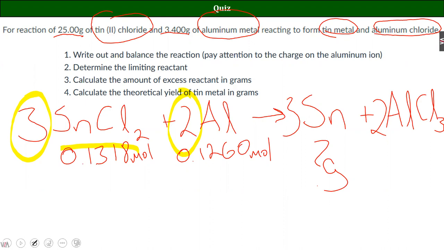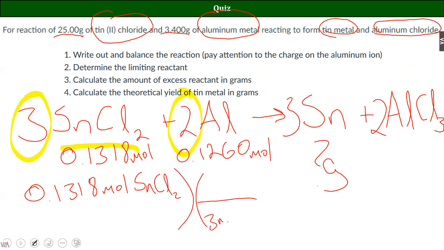I actually learned a new way of showing that from grading y'all's work that we'll talk about in a second because it's a good tool to have. And I want to talk about the logic behind it. But the way that we've been working on these is just say, okay, pick one of these and see how much product you can get or see how much of the other one it would use. So if we say, okay, 0.1318 moles of tin 2 chloride.